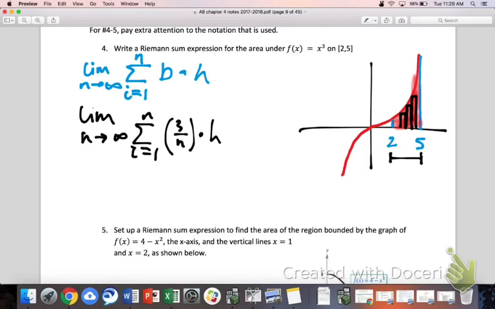If I'm just making stuff up right now, if my interval went from 2 to 25, then the base length would be 23 over n, right? Full interval width over n. Is this sinking in? For real? I'm asking a real question. I'm not looking to get patted on the back. Any questions? I can try to do more illustrations if you need me to.